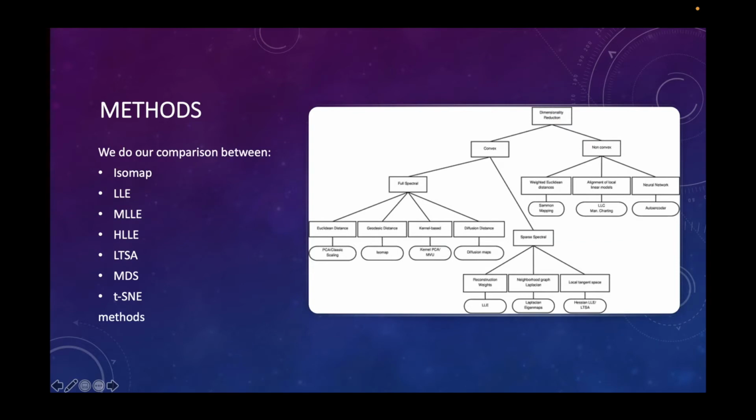So, there are many feature reduction techniques out there, but here we have focused on some main nonlinear embedding methods: Isomap, LLE, modified LLE, Hessian-based LLE, LTSA, MDS, and t-SNE.